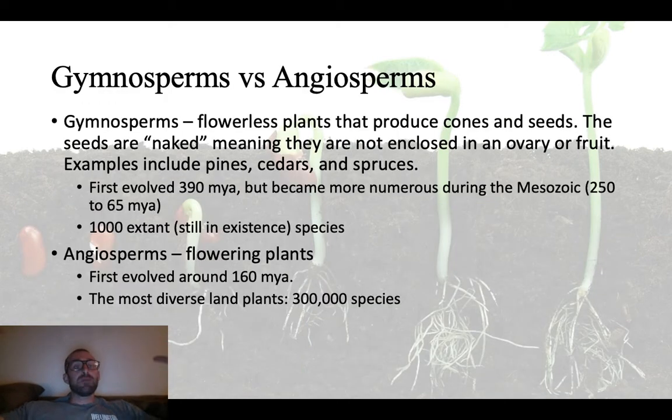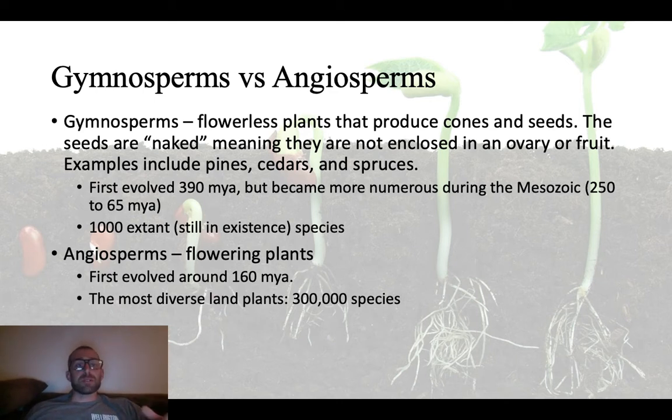Now, if we look at our seed-bearing plants, we can break them down further into gymnosperms and angiosperms. The main difference: gymnosperms are flowerless. They do not produce flowers. Angiosperms are flowering plants. That's the main difference. That's what I want you guys to know. Gymnosperms get their name from gymno meaning naked, because their seeds aren't enclosed in an ovary or fruit like our angiosperms are. But really, what you should remember is that gymnosperms are flowerless plants.